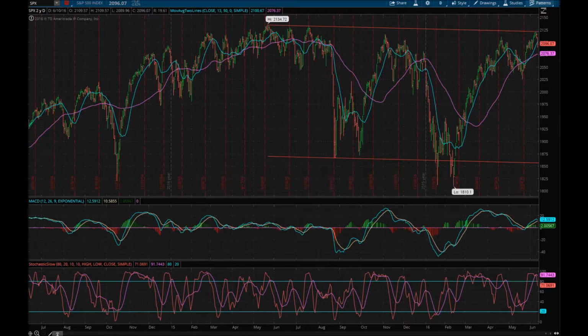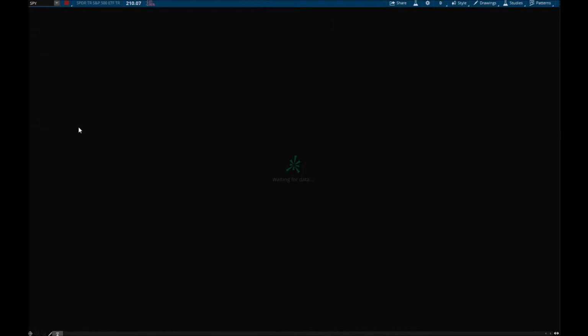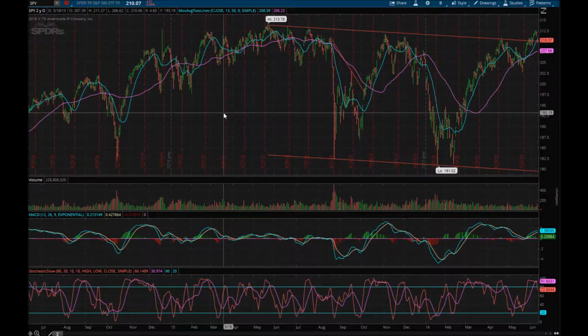So if we look at the SPY, and pull the SPY up. So let's take a look at that.